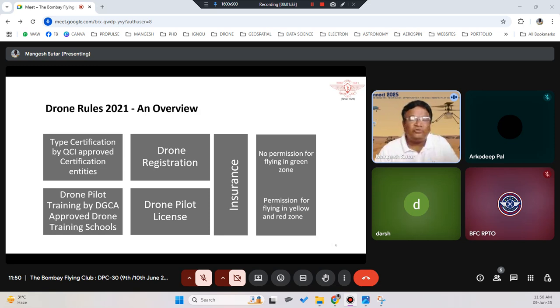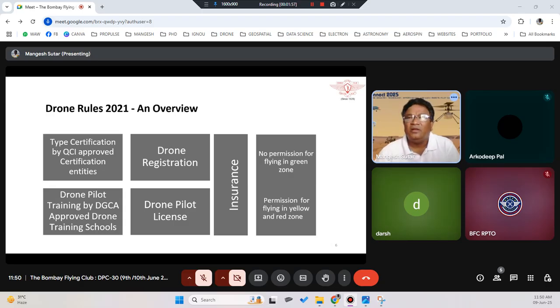Okay, so Drone Rules 2021, which was released on 25th of August 2021. This is actually a 43-page document available on the DGCA platform as well as on other platforms. But the safe and the right source is the DGCA Digital Sky platform. I will also be sharing the soft copy on your email by the end of today's session.